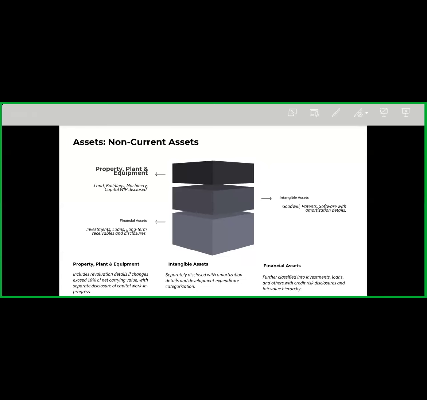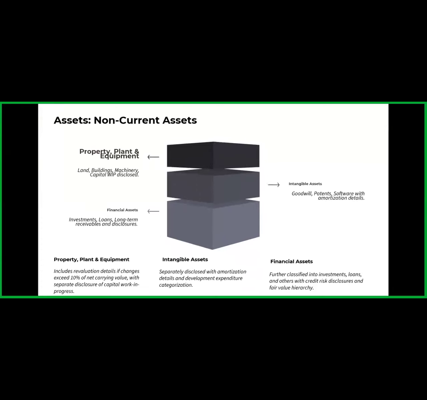Some examples are given here, such as property, plant and equipment. These are non-current assets because we cannot easily convert them into cash. Also goodwill, patents, and software are non-current assets. After some point of time, we can convert them into money. The examples of non-current assets given here also include investments, loans, long-term receivables, and disclosures.